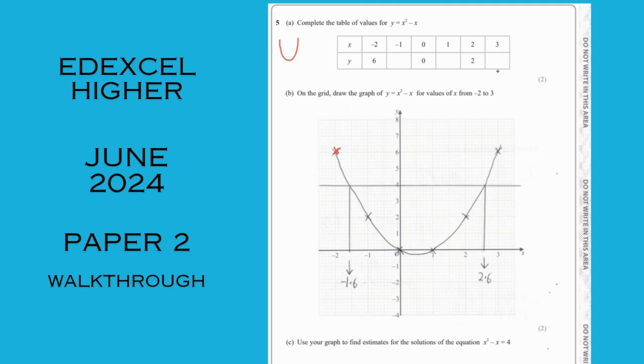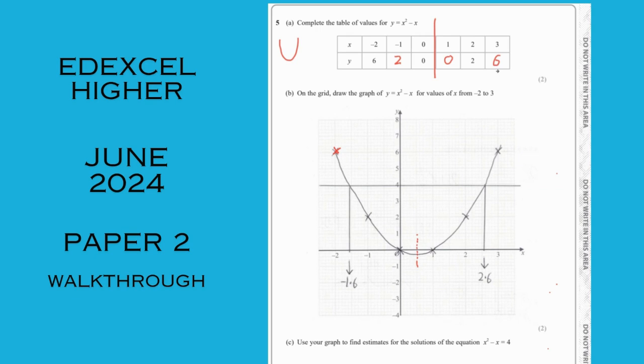So let's do the 3 first. 3 squared is 9, take away 3, gives us 6. We are getting symmetry. So this 2 will be repeated down here, and this 0, because between 0 and 1 will be the line of symmetry, repeated on the graph down below. So plot your coordinates, and smooth curve, no ruler, smooth curve, as you can see there. It's about the best I can do.